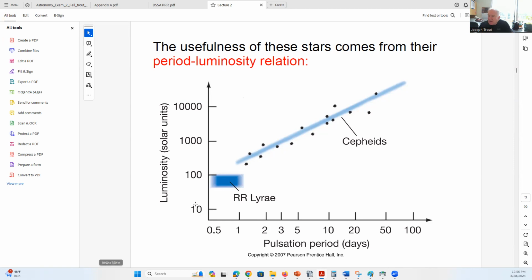But we'll also look at the luminosity. Don't forget, this luminosity is in solar units. So for instance, these RR Lyrae stars are about 100 times the brightness of our sun. And for the Cepheid variables, they go from about 100 times to about 10,000 times the brightness of our sun.